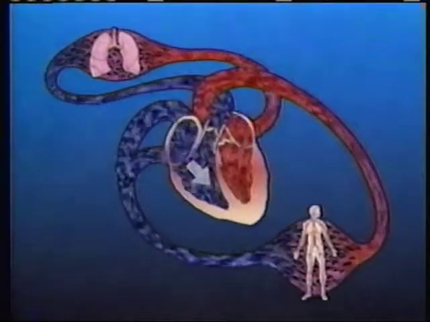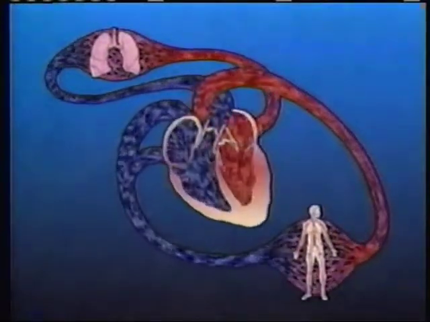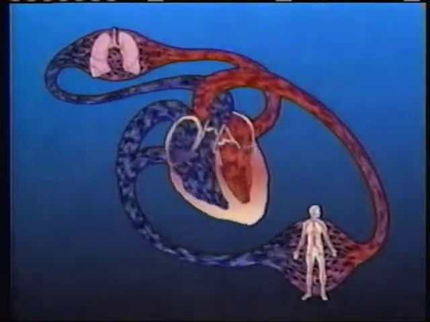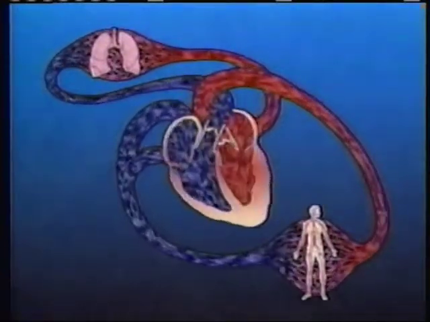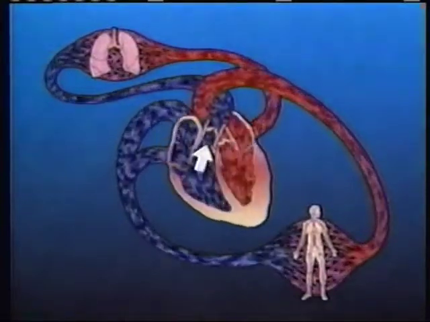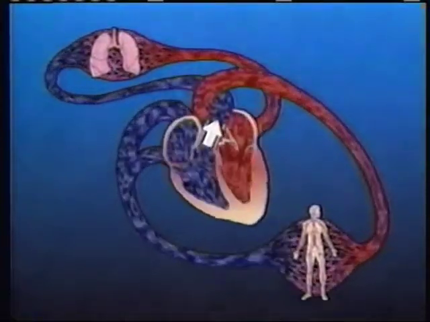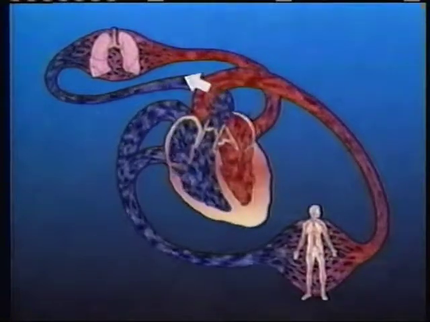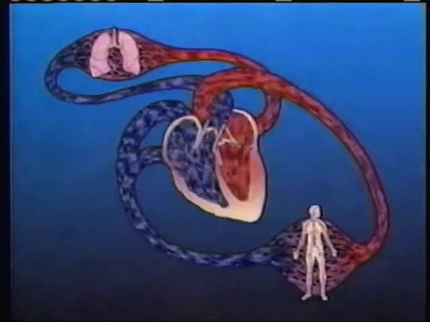Just before the right ventricle contracts, the right atrium contracts, expelling the remaining blood in its chamber into the right ventricle. During contraction of the right ventricle, the pulmonary semilunar valve opens and blood is directed through the pulmonary trunk and arteries to the lungs where gaseous exchange occurs.